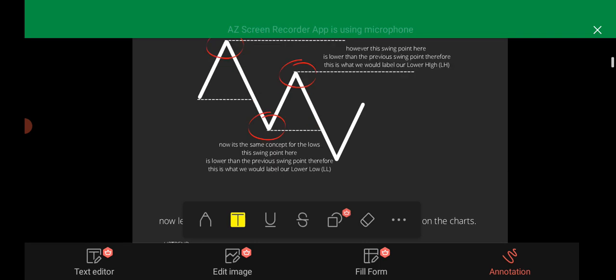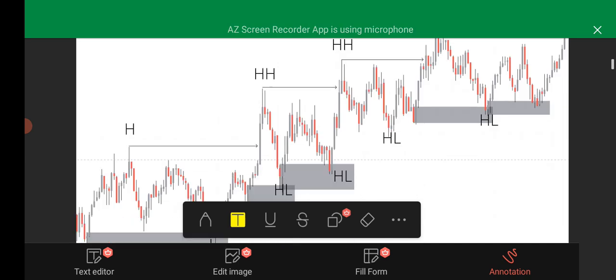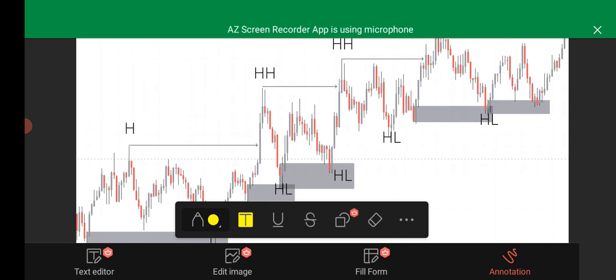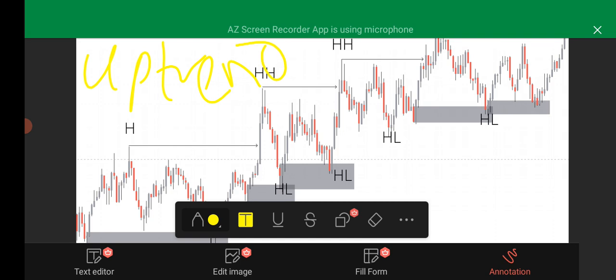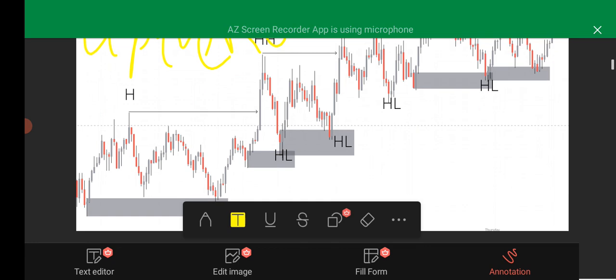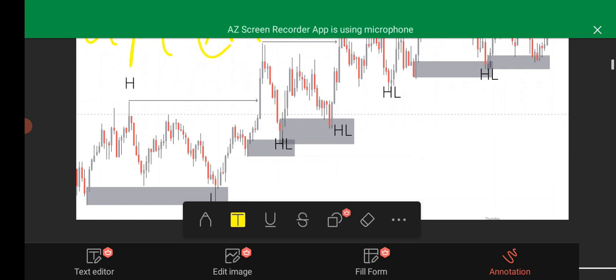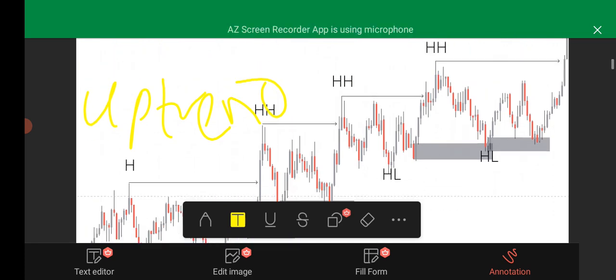Then we have this structure here, which is going to help us identify an uptrend. So this is an uptrend. You see the market creating a series of what we call higher highs and higher lows. You can clearly see them here, the market creating higher highs and higher lows.